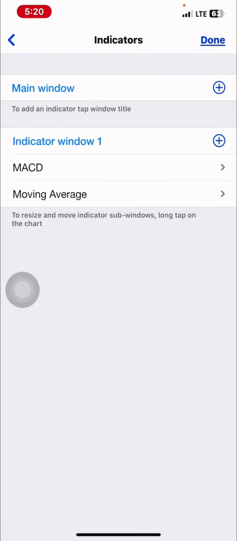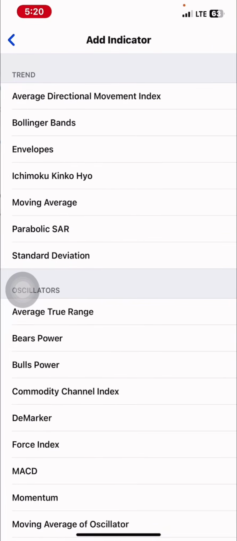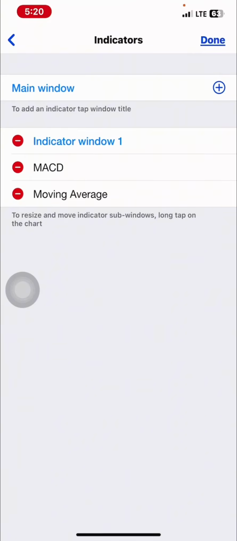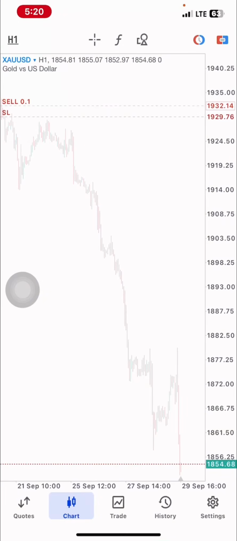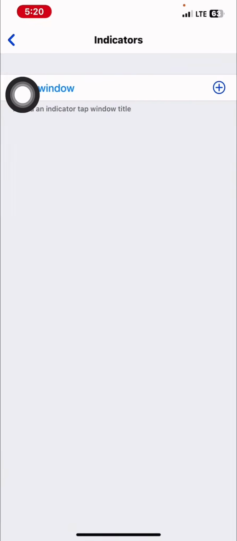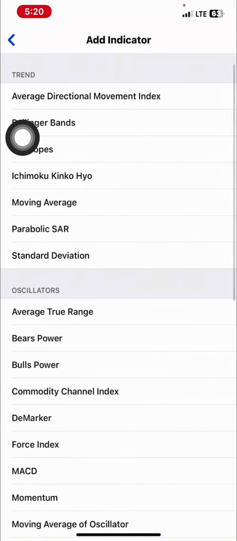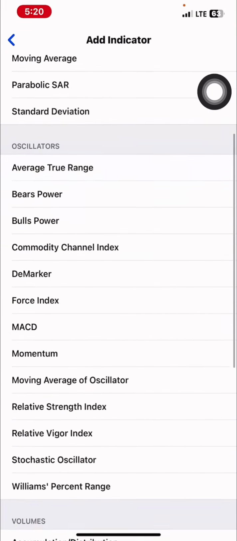Let me quickly delete all the indicators. Now we have a plain chart, so let's quickly set up the indicator. Click on this F icon. The first indicator we're going to be using is the MACD.